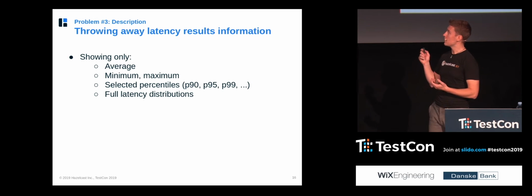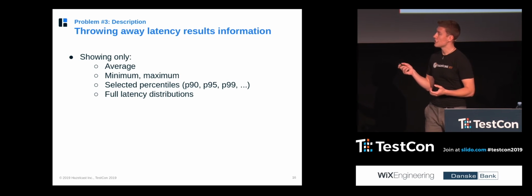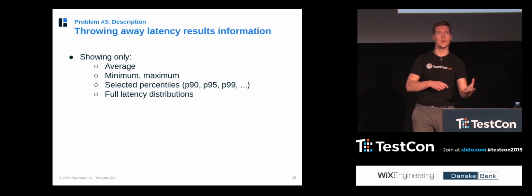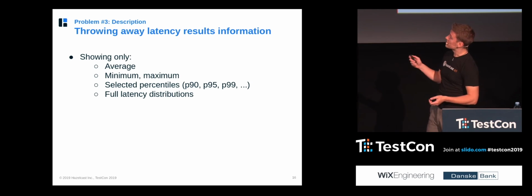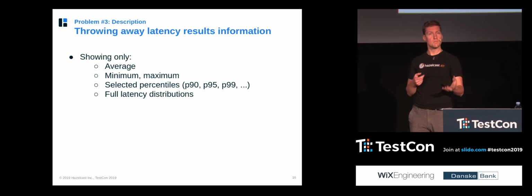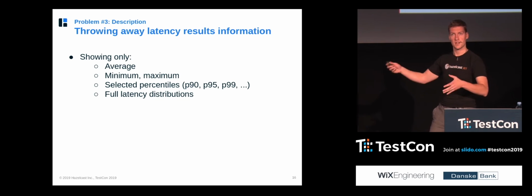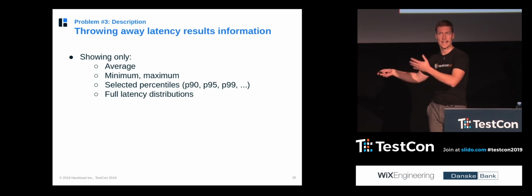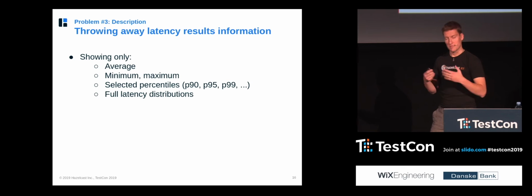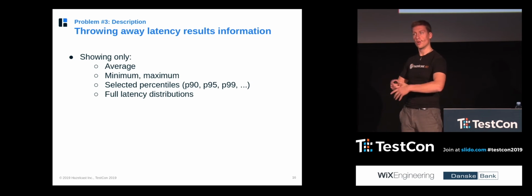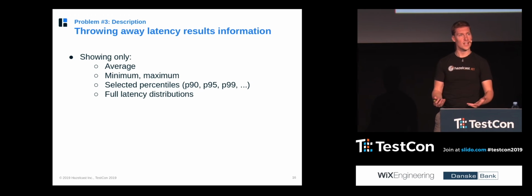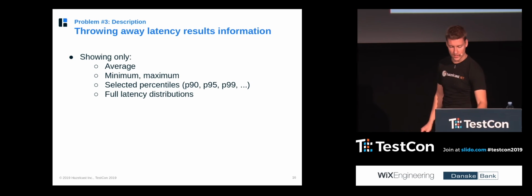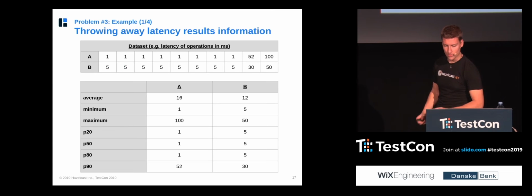Sometimes people are showing just an average. In a better case, but still pretty bad, they're showing also minimum latency and maximum latency. In a better case, they're showing also some selected percentiles, like 50, 75, 90, 99, 99.999, etc. Even better, you can show the whole latency distribution to get the full picture. But it's still not everything you can do. You can watch for much more.